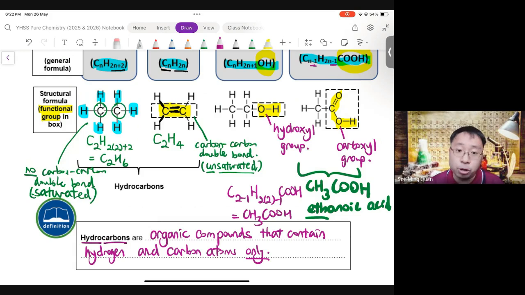Now you will hear this word hydrocarbon a lot. All right? For instance, you may hear unsaturated hydrocarbon. So unsaturated hydrocarbon is what? Unsaturated hydrocarbon means this compound only has H and C and it has a carbon-carbon double bond because unsaturated. Okay, so this page has a lot of detail. I hope you would internalize this.